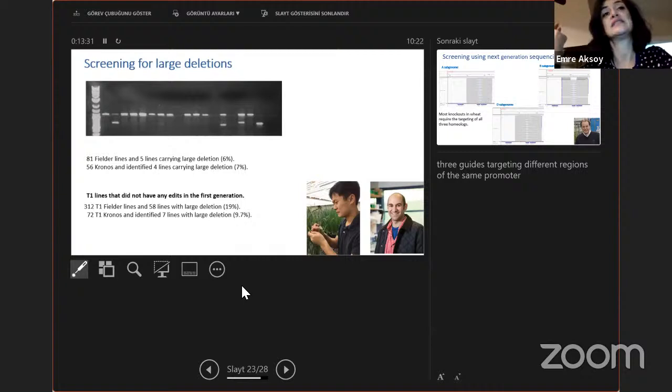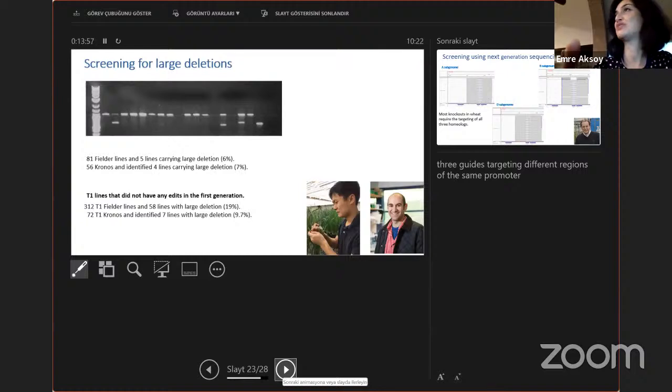When we start to check the next generation T1s, it is most interesting because it shows us that the mutations carry on to the next generation with CRISPR. The plants haven't got any deletions or mutations in the first generation, but they got deletions in T1. As you can see, it is 19%, and Kronos is 9%, or almost around 10%. So it was very interesting for me to see that in the next generation you can get more deletions.